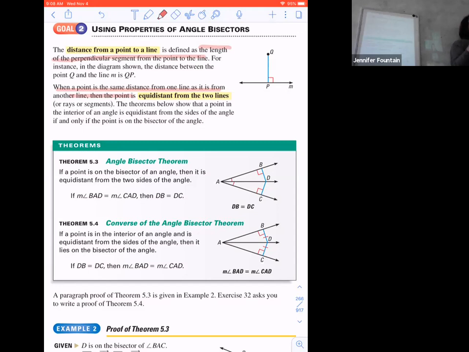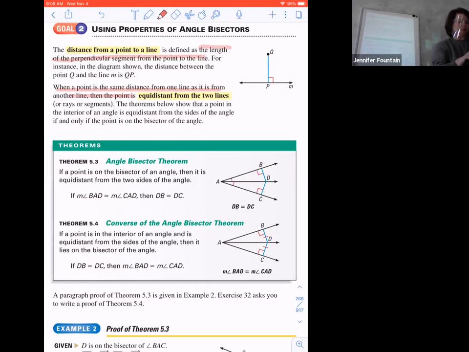So if I hear angle bisector, what does the word bisector tell me? Cuts it in half. So if it's an angle bisector, it's cutting an angle in half. If it's cutting the angle in half, what do I know about the two angles that have been formed? They're going to be equal to each other. Good. Okay. So it says, if a point is on the bisector of an angle, then it is equidistant from the two sides of the angle.